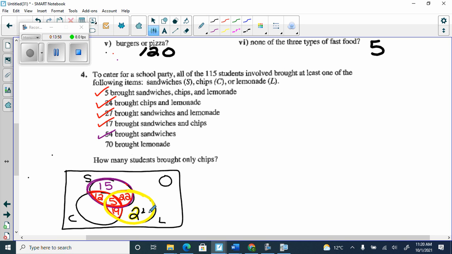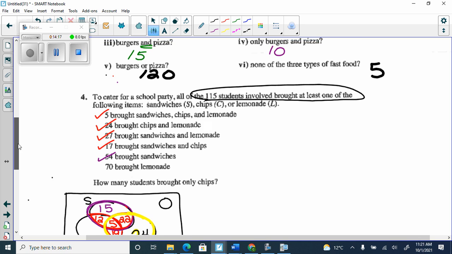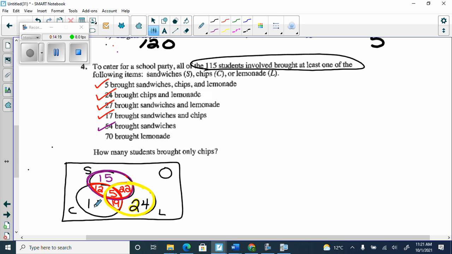And then I can use the total to get this piece, and normally I can't do that, but I can in this instance because it says 115 students brought at least one. So that means there's none out here. So I can go 115 minus 70, and then 85, 95, 97. So I need 3 plus how many? 15, so 18. So it says how many students brought chips only? 18. The rest you need to finish.